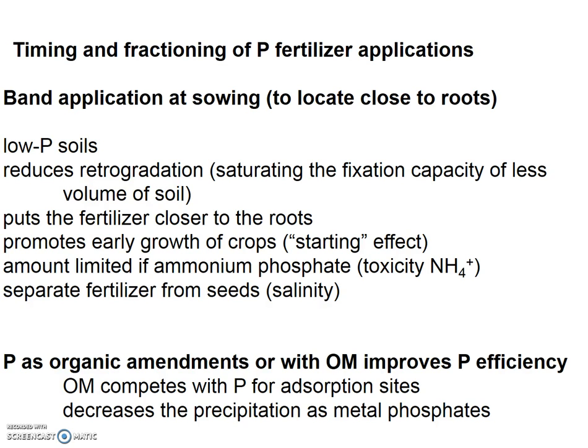In general, phosphorus applied with organic amendments, that could be, for instance, residues or organic matter, improves phosphorus efficiency. This is due to the fact that organic matter competes with phosphorus for adsorption sites in the soil. It also decreases the precipitation as metal phosphates.